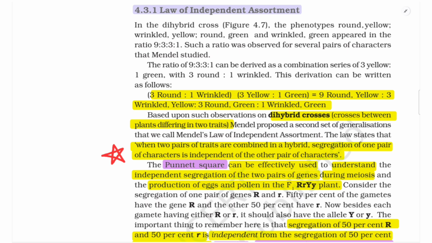This derivation can be written as follows: 3 round is to 1 wrinkled into 3 yellow is to 1 green, which is equal to 9 round yellow is to 3 wrinkled yellow is to 3 round green is to 1 wrinkled green. Based upon such observations on dihybrid crosses, that is crosses between plants differing in two traits, Mendel proposed a second set of generalizations that he called Mendel's law of independent assortment. The law states that when two pairs of traits are combined in a hybrid, segregation of one pair of characters is independent of the other pairs of characters.